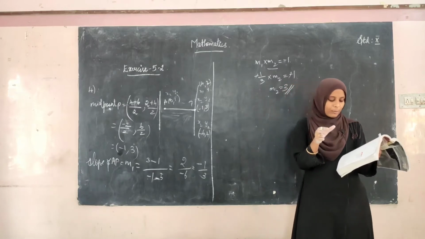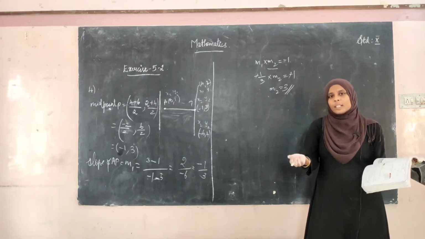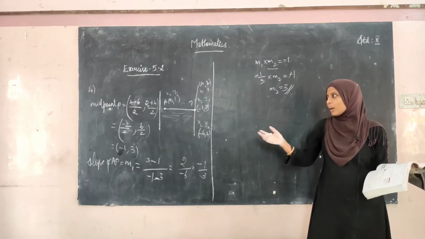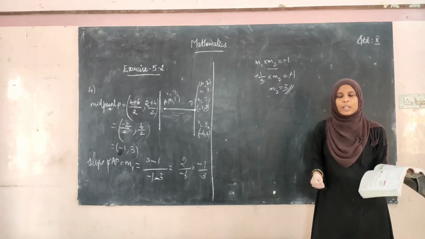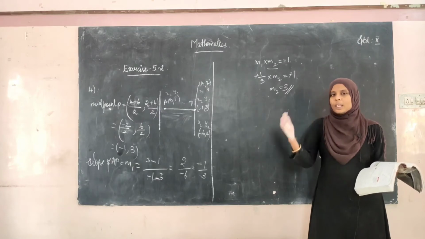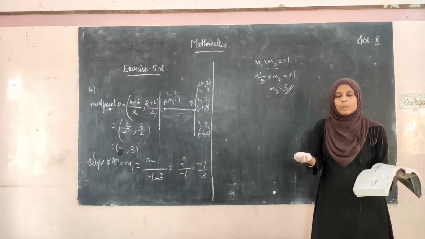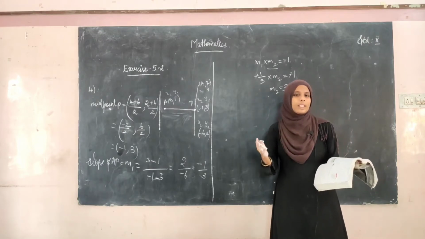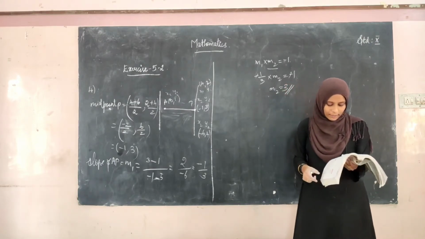So we have to take the first 2 points and another 2 points, then equate the slopes. You have to find the slope using the formula y2 minus y1 divided by x2 minus x1. After finding two slopes, equate them, m1 equal to m2. After solving that you will be getting a. Okay, see the seventh sum.